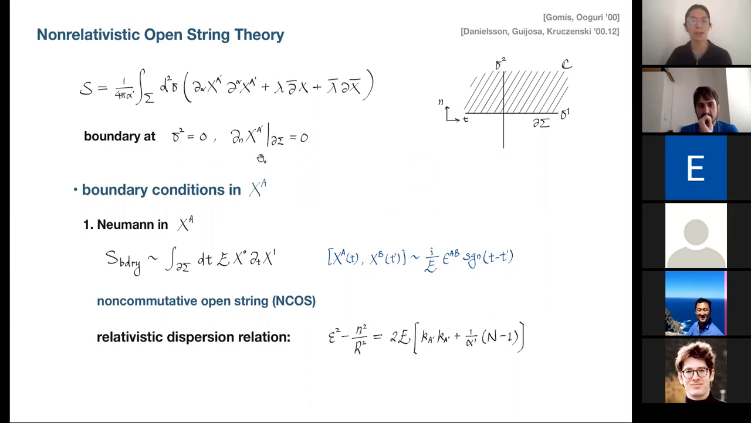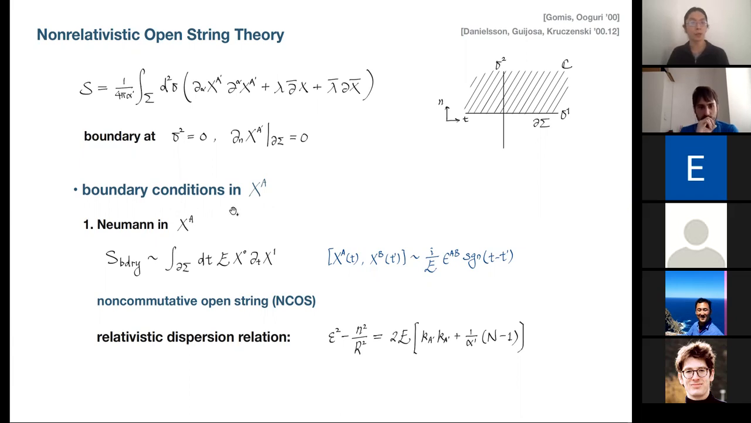So for simplicity, let's just assume that in all the transverse directions, we have Neumann boundary conditions, which means that the derivative perpendicular to the worldsheet boundary acting on X^a' is equal to 0 on the boundary.